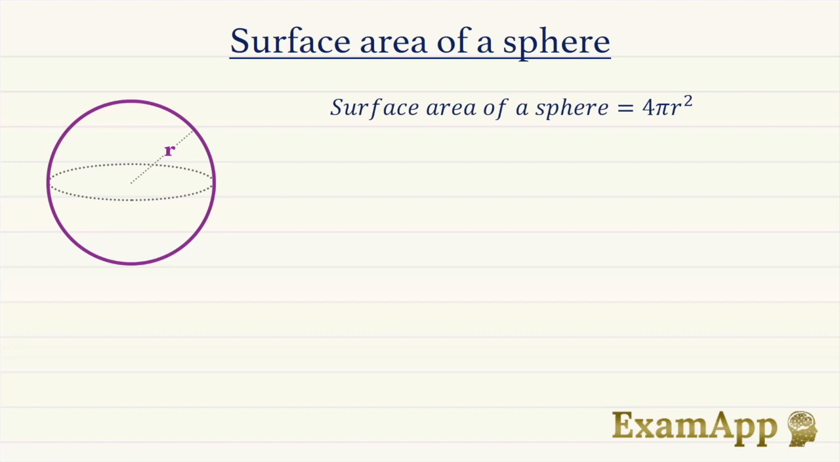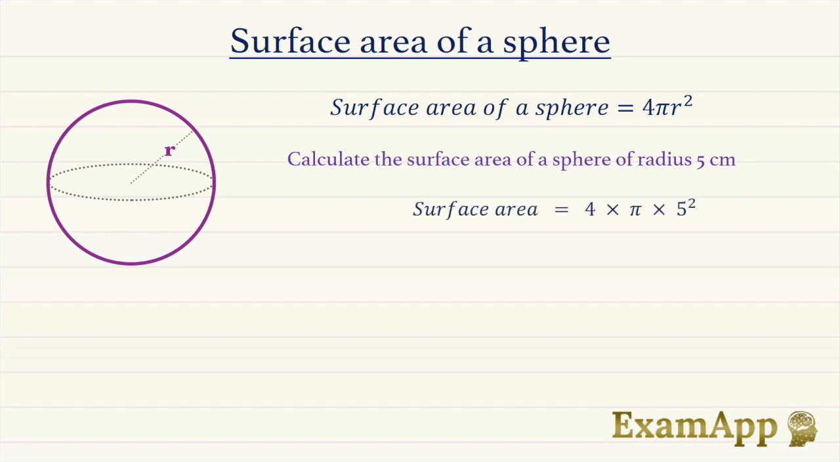Let's try and calculate the surface area of a sphere of radius 5 centimeters. The surface area is 4 times pi times the radius squared, so that would be 4 times pi times 5 squared in this scenario. That would give us 4 times pi times 25. We made sure that we calculated 5 squared first, as we need to follow the process order of BIDMAS. This would lead us to the surface area being 100 pi.